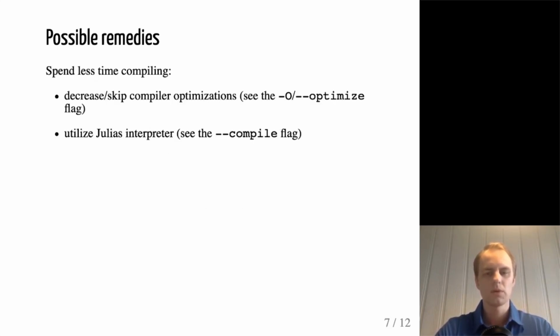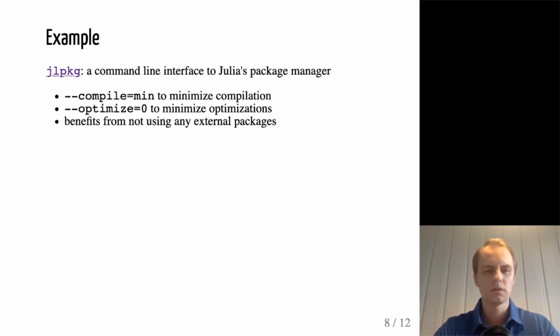And the third way that I want to discuss here is to spend less time compiling. For example, you can decrease or skip compiler optimizations using the --optimize flag to the Julia binary. You can also utilize Julia's interpreter using the --compile flag. I want to show an example of this, which comes from a command line interface to Julia's package manager that I wrote called jlpkg. For this code, I use the compile flag and the optimize flag, setting compile to min, which requests compiling the absolute minimum required, and also setting optimizations to zero. And to be fair, this command line interface doesn't use an external program, so it also benefits from not using external packages.